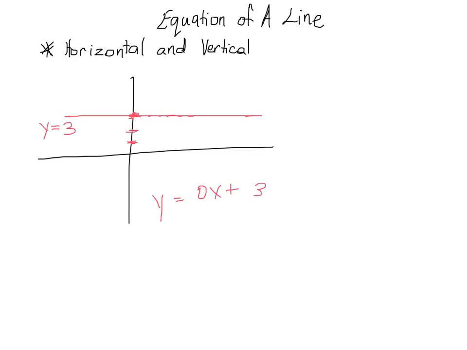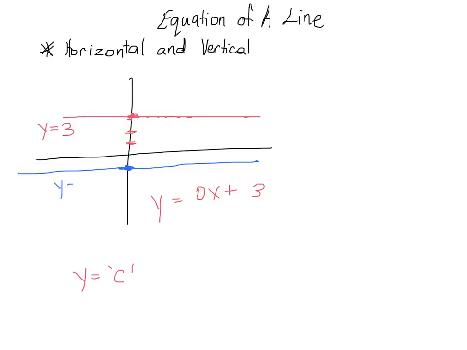Any horizontal line has equation y equals c, where c is the y-intercept. So for example, just to make sure you got this, if I drew a line here where the y-intercept is negative 1, our equation would be y equals negative 1. Again, any horizontal line has the equation y equals whatever the y-intercept is.